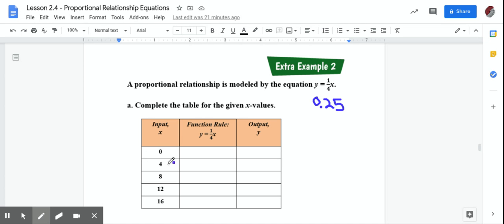And I'm going to check that with all of them. So then I'm going to go 4 times 0.25 and get my output. So I'd like you to try to fill in the output values for this by multiplying my input values by 0.25 using a calculator.